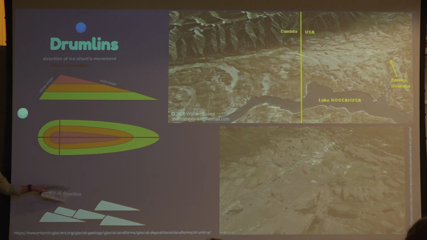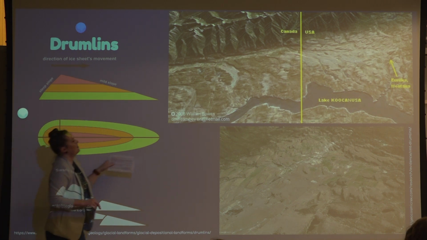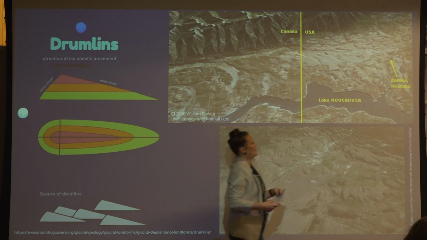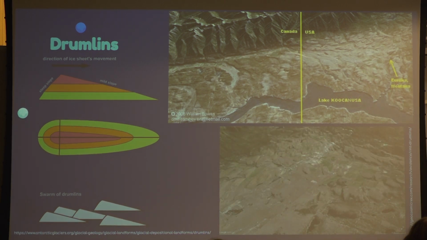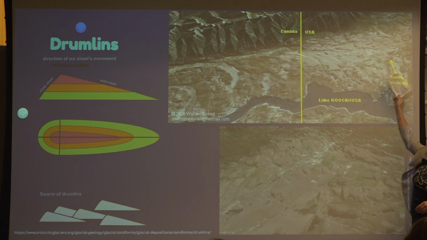But they form in these swarms. And you can see this is kind of their shape. This is up near Eureka, and it's the only place in Montana that you can find drumlins. This is not the best quality photo, I apologize for that. So Canada, US, and this is the Eureka drumlin field.